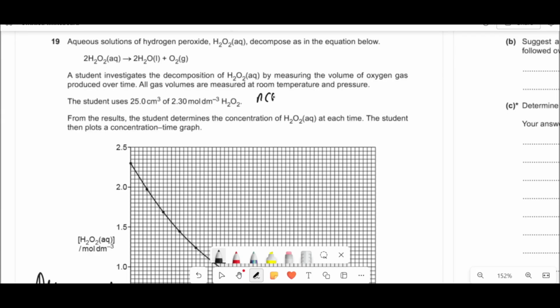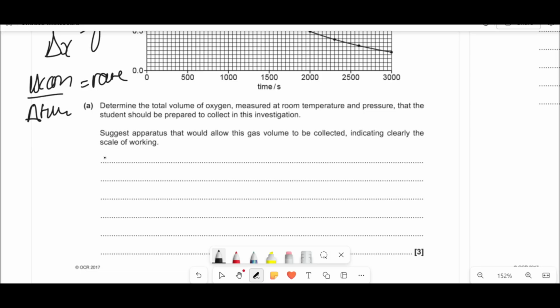So the maximum moles of H2O2, if I write that down here, is going to be this times this, right? So the moles of H2O2 equals its concentration, 2.30, times its volume, which is 25 over 1,000. And if you do that, you get 0.0575 moles.